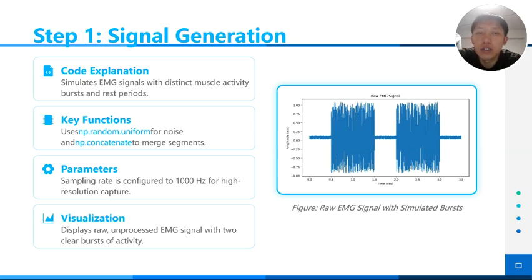Step 1 is signal generation. The code creates a simulated EMG signal by combining parts of random noise, representing muscle activity, and quieter parts representing rest. And we can see in the plot the result is a raw signal with two distinct bursts of activity, which we will process in the following steps.